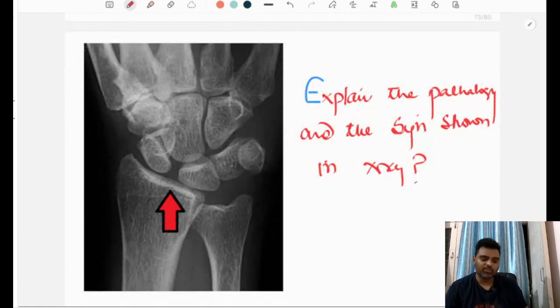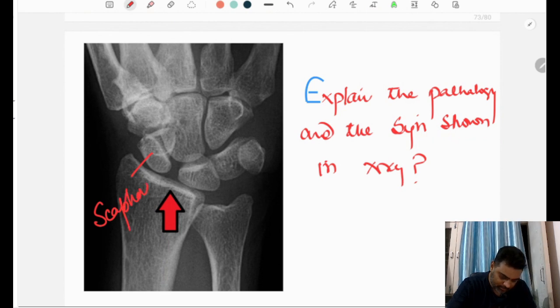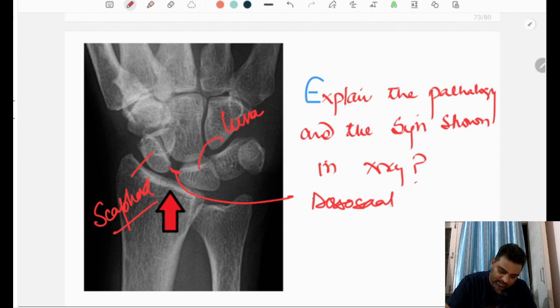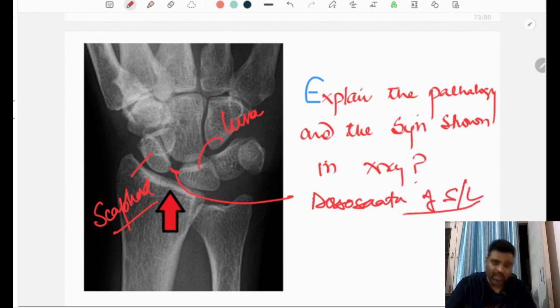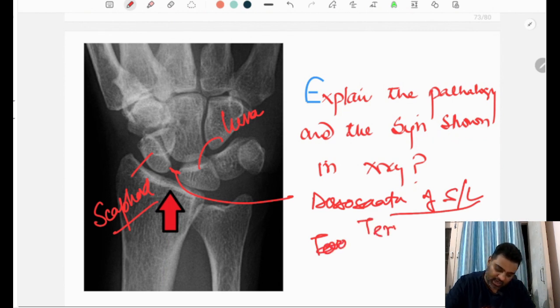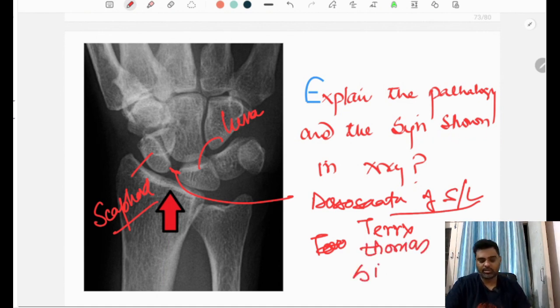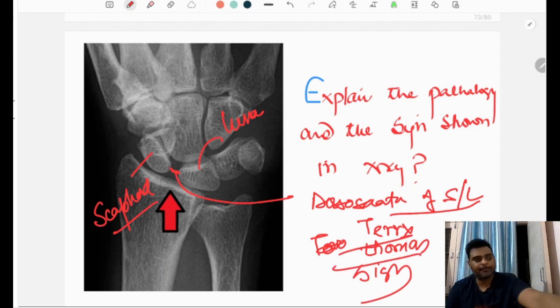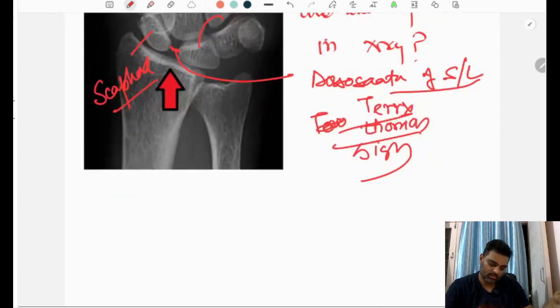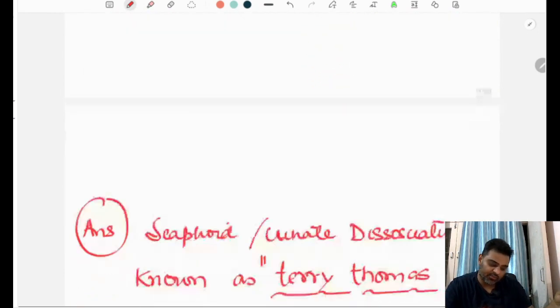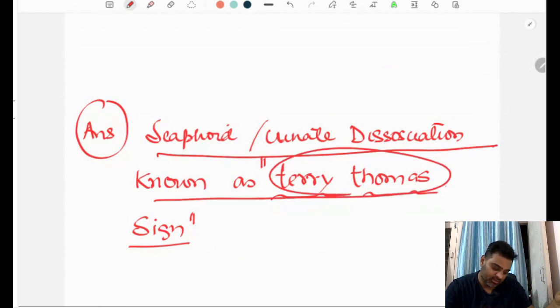Now explain the pathology and the signs. So this is your scaphoid, and this is your lunate. And there is a gap between them, a dissociation. So this is the dissociation of scaphoid and lunate. I have already told you this is known as the Terry Thomas sign. So this scaphoid-lunate dissociation is known as the Terry Thomas sign.